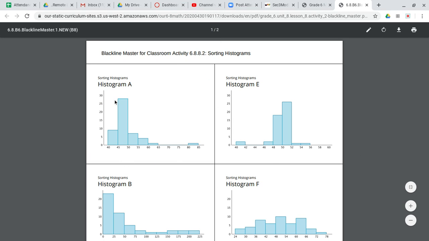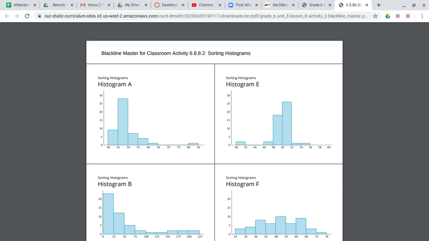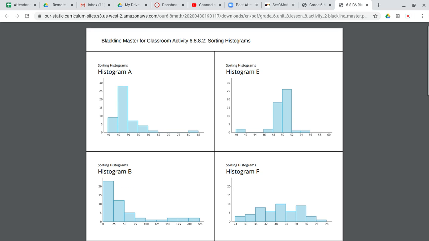Okay, so here are different histograms. So we've got histogram A. Does histogram A look symmetrical? Not really. We're pretty high here, get higher, low, low, low, low, low. This is extremely low compared to this, so not symmetrical. What about histogram E? Is it symmetrical? Nope. What about B? Definitely not. It starts high, decreases way down, and then just barely increases. What about F? Yeah, F is fairly symmetrical, so we're going to include F on our list of histograms that are symmetrical.